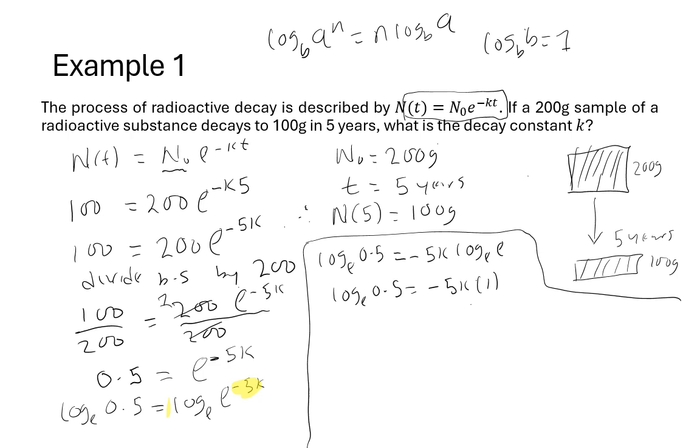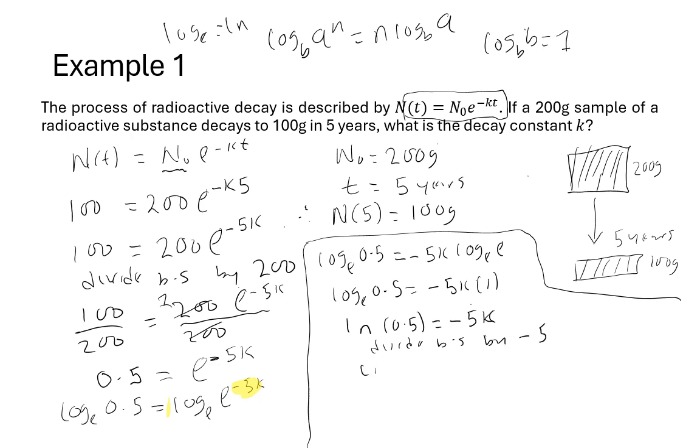So this log, I can just write it as log e. Remember, log e is the same as ln. So I can just write it as ln 0.5 is equal to minus 5k times 1, which is just minus 5k. Now what I want to find is k. Divide both sides by minus 5.